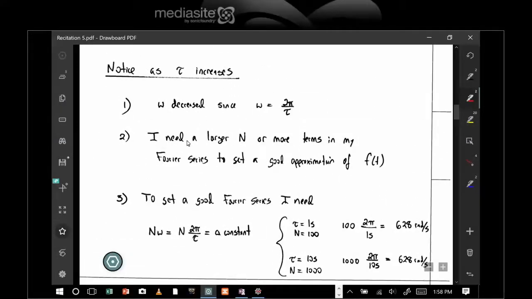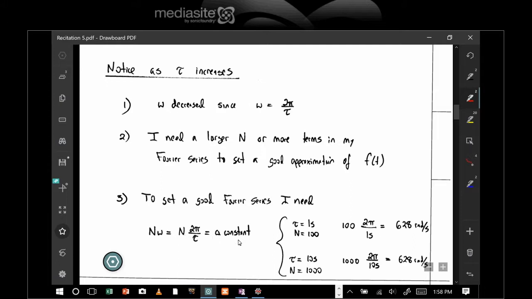Also, I noticed that I need a larger number of points to get a good expression. So I had to go from 100 to 1,000 for tau equals 10 seconds. If you notice, there's some constant here, and the constant is going to be n times omega. I would call that the spectral window. Remember, each spectral component is separated by omega. The total window is going to be the number of components times each little step. But n times omega is going to be equal to n times 2 pi divided by tau.